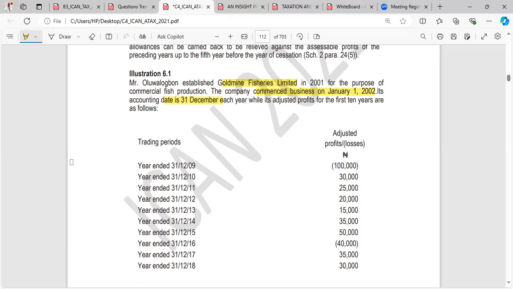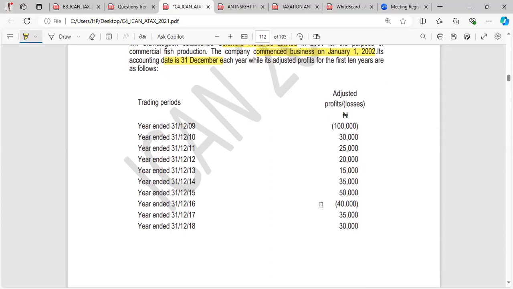while its adjusted profit for the first 10 years are as follows. So here, it began in 2002, but you can see they said for the first 10 years. It's not the first 10 years of business. These are the first 10 years that are given to us in this question, because it cannot be starting in 2002 and you are bringing accounts in 2009. This is the 10 years that is given to us. How do we treat these losses?